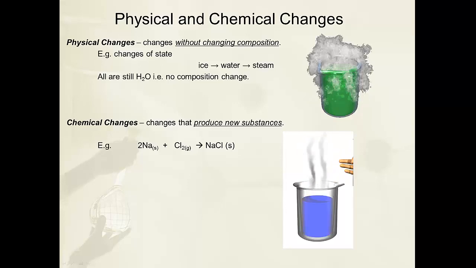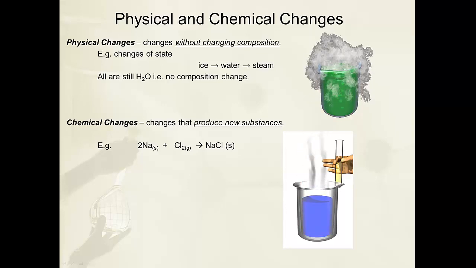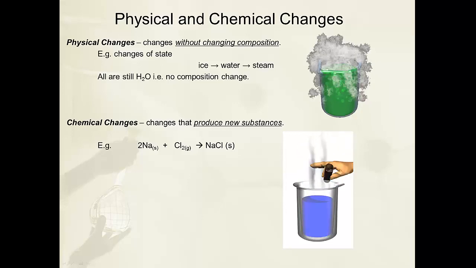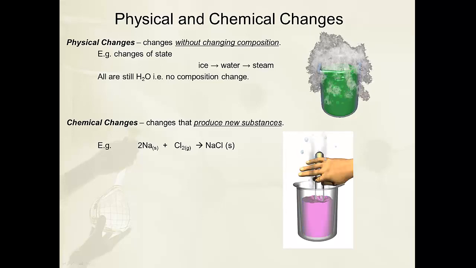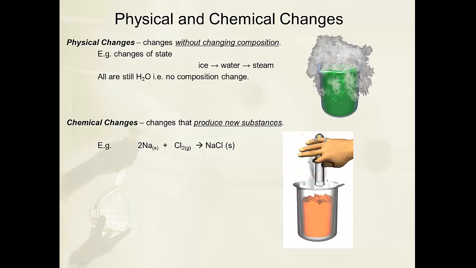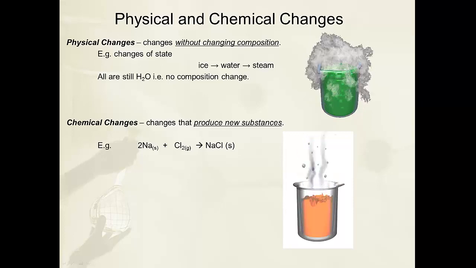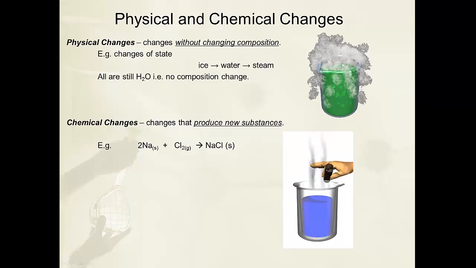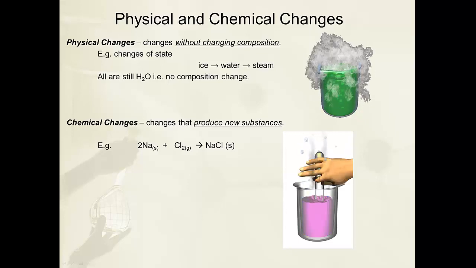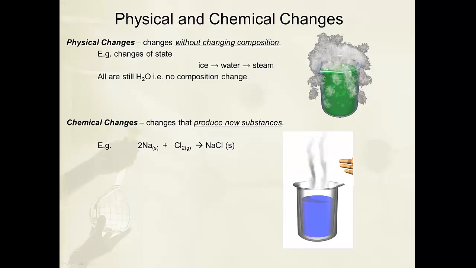But chemical changes are changes that produce new substances. So in this example, we might add some sodium to some chlorine to make some sodium chloride. That's making a new substance. There's going to be a chemical reaction forming, and we're going to get some hints that there's a chemical reaction taking place, because there might be some heat produced, there might be a color change. There's going to be some clues that a chemical change has taken place. Quite often there are. And you've got a new substance or new substances being formed, and you can't go back to the original substance very easily.